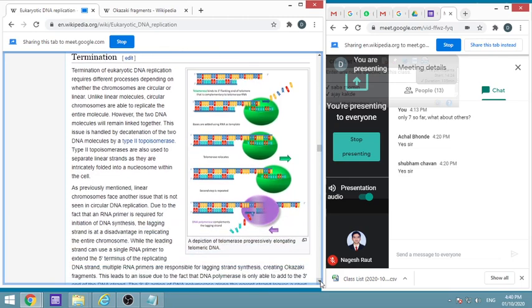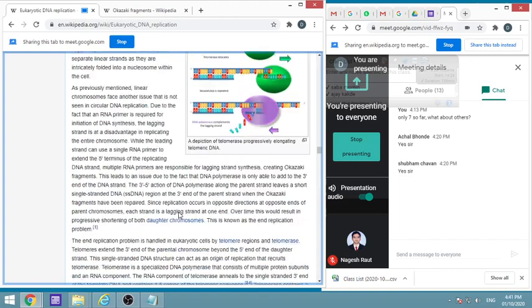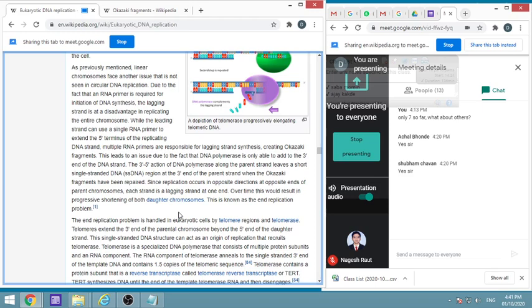Lastly, how is there a termination of replication? It requires different processes depending on whether the chromosomes are circular or linear. Unlike linear molecules, circular chromosomes are able to replicate the entire molecule. However, two DNA molecules will remain linked together, and this issue is handled by decatenation of the two DNA molecules by topoisomerases. These are also used to separate the linear strands, as they are intricately folded into nucleosomes within a cell.